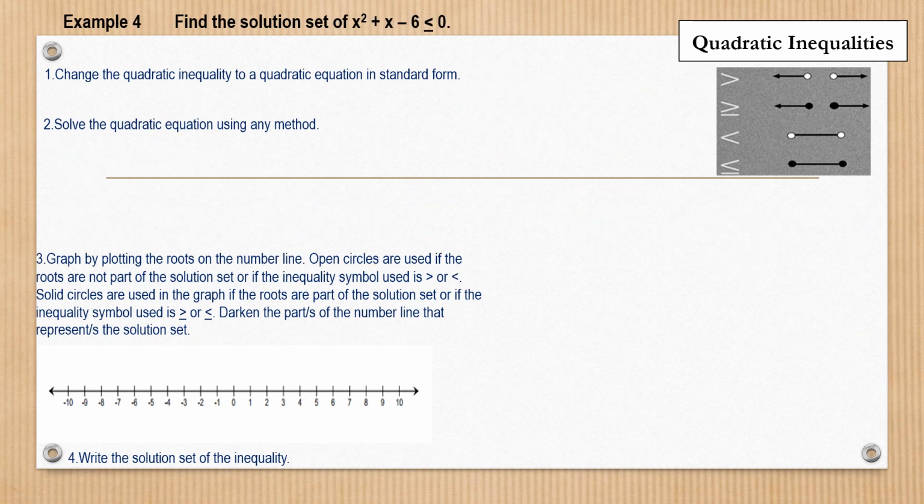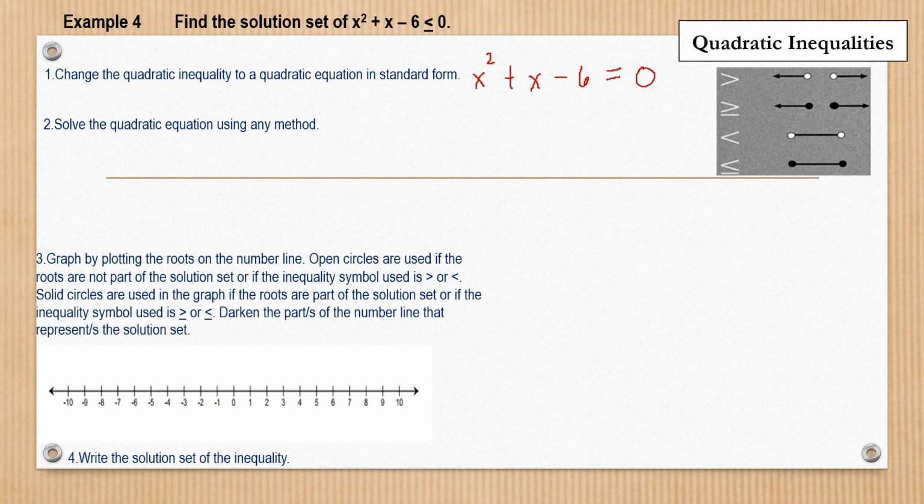Let's have our next example. Find the solution set of x squared plus x minus 6 is less than or equal to 0. For our step 1, change the quadratic inequality to a quadratic equation in standard form. So it becomes x squared plus x minus 6 is equal to 0.